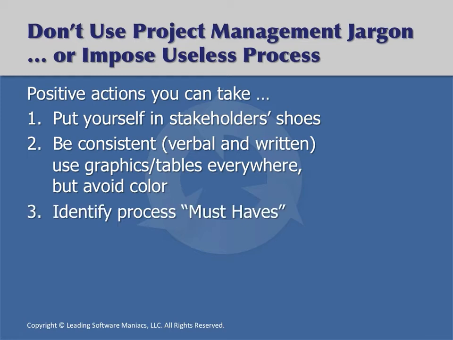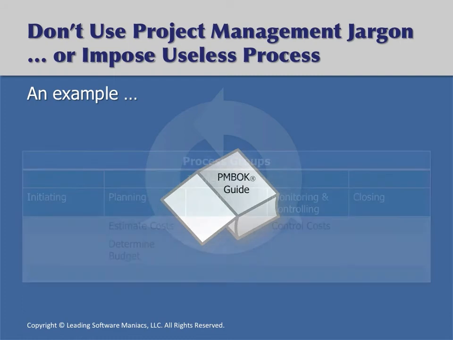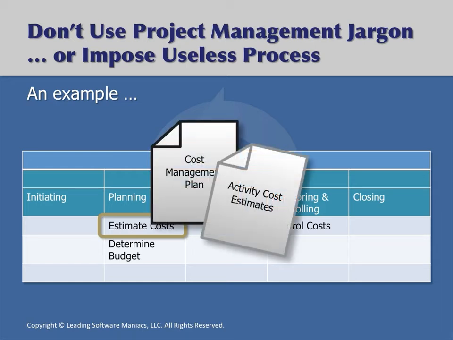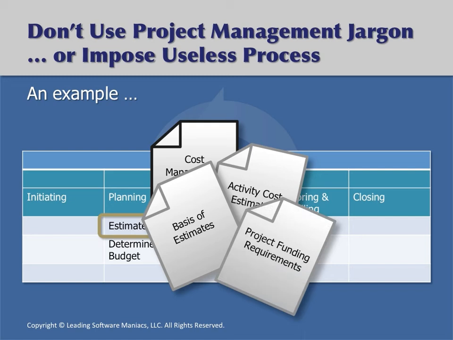You need to identify must-haves for your process and not necessarily use process that is there and defined, even if it's in the PMBOK guide or whatever agile process that you use. Identify and use those process elements that are must-have priorities that really add value. As an example, there's an incredible assortment of inputs and outputs in the project cost management knowledge area. And they include cost management plans, activity cost estimates, basis of estimates, and project funding requirements.